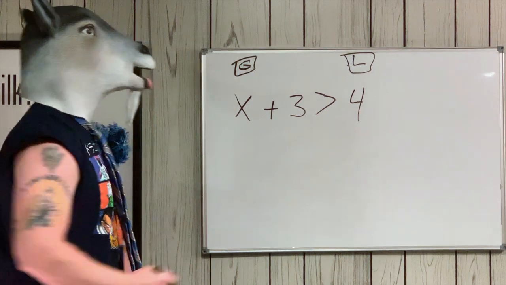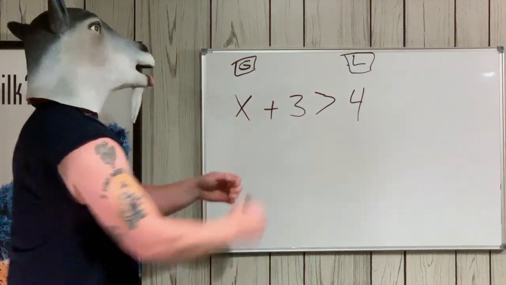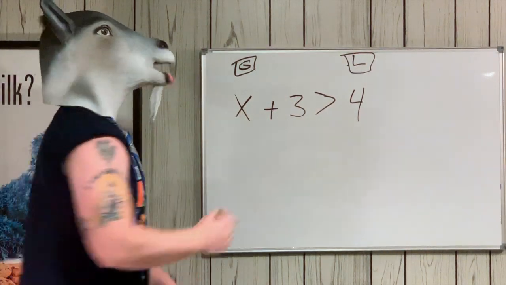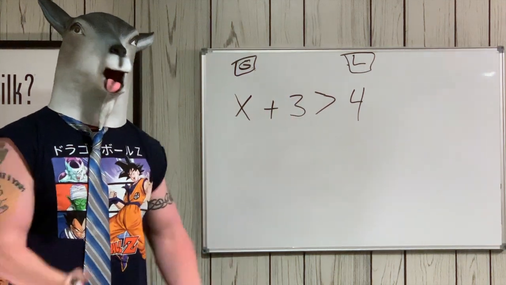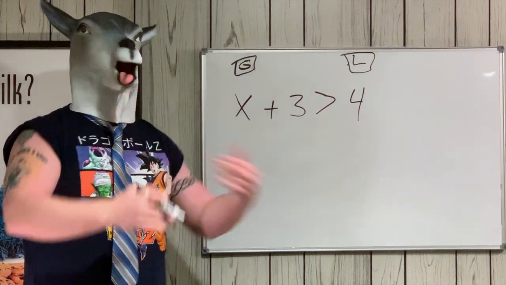Let's just rock this out. So we got x plus 3 is greater than, because it's facing my G, greater than 4. If you remember, we got to get the x by itself.